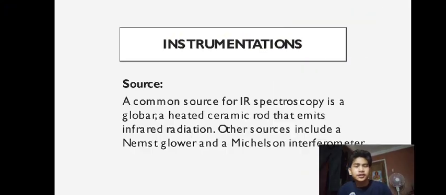In an infrared spectrometer, we have several parts. First is the source. The common source for infrared spectrometry is a globar, a heated ceramic rod that emits infrared radiation. Other sources may include a Nernst glower and a Michelson interferometer.